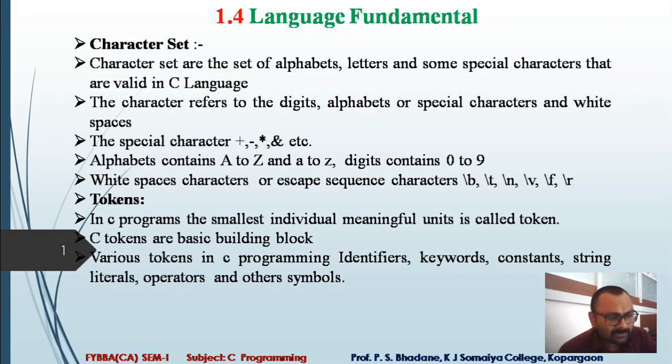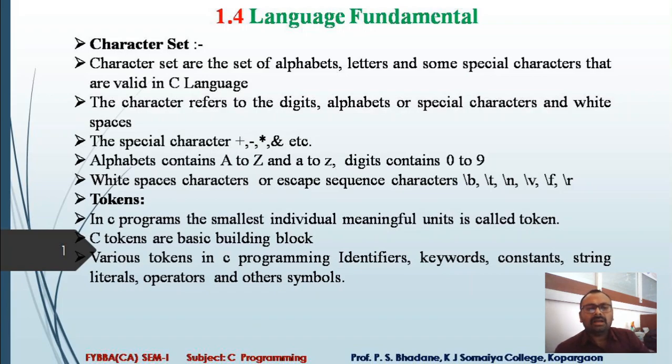Tokens. In C program, the smallest individual meaningful unit is called a token. Various tokens in C programming are identifiers, keywords, constants, string literals, operators and other symbols.